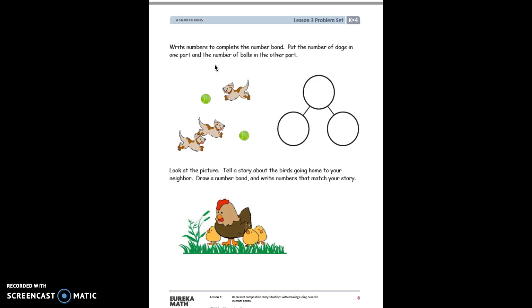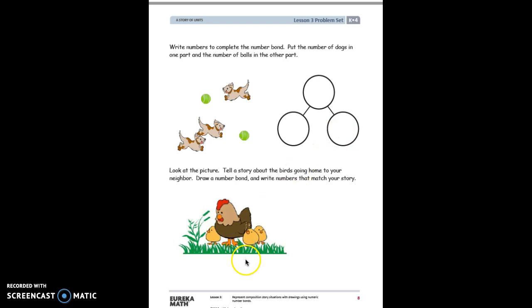So the first thing that I want to do when I write a number bond is I want to figure out how many pictures are there all together. I see 1, 2, 3, 4, 5. So I'm going to put the 5 on the top of my number bond. Then it asks you to put the number of dogs in one part and the number of balls in the other part. Write in those numbers.